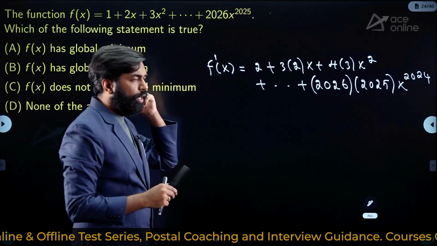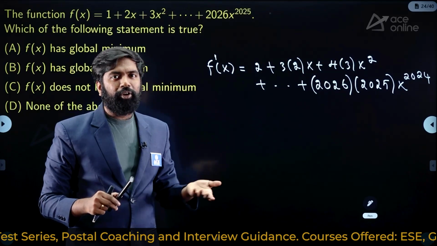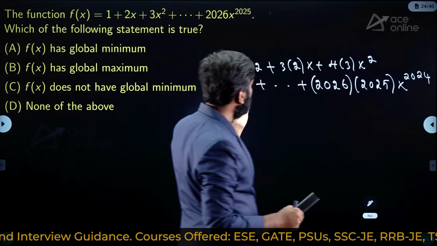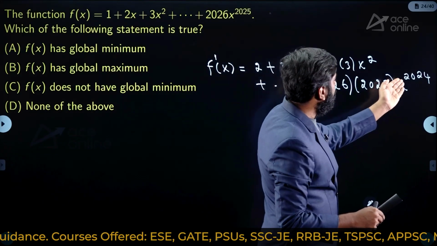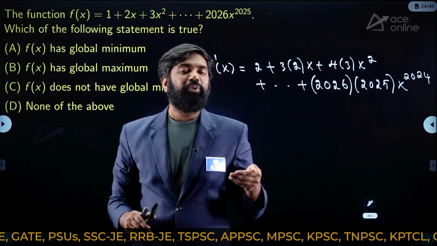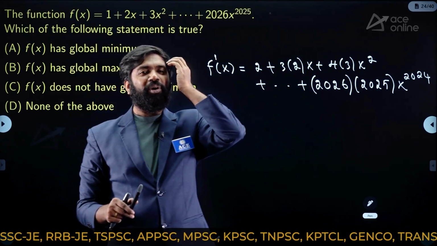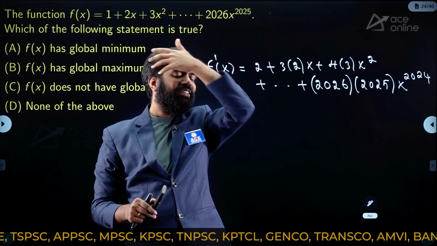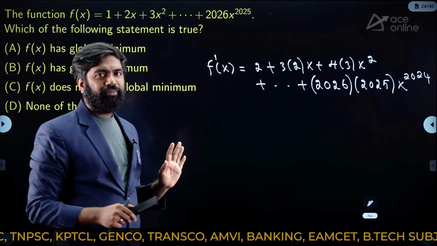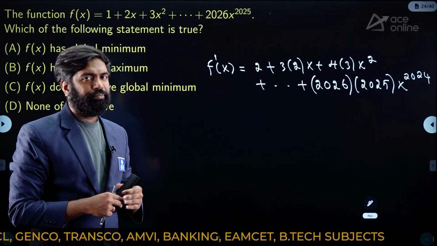If you try to equate this to 0 and find the stationary points, it's almost impossible, because it's a polynomial of degree 2024. Finding roots of a polynomial of degree 2024 is impossible for us. So this is not the right way. Then what is the right way?